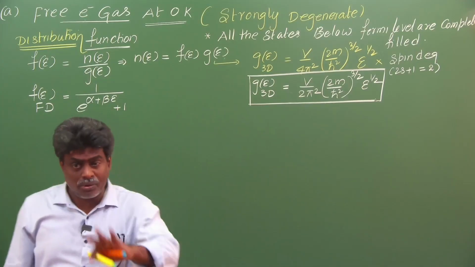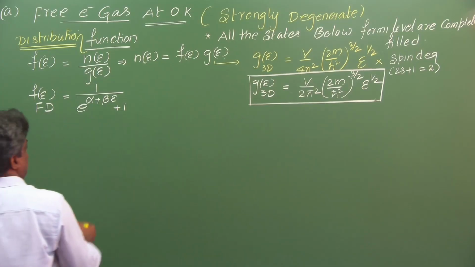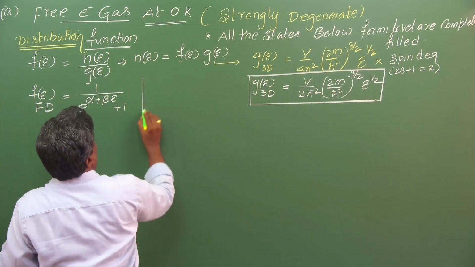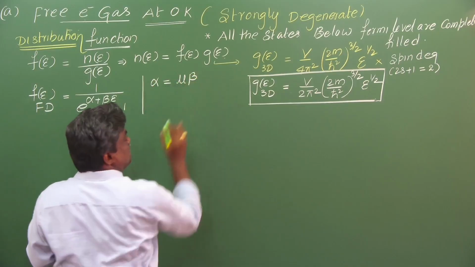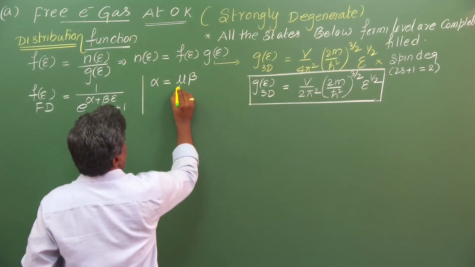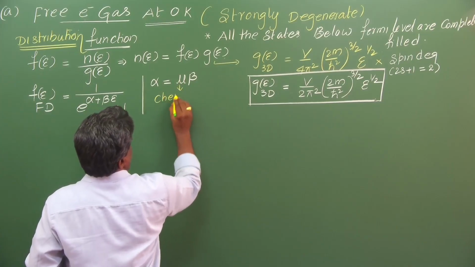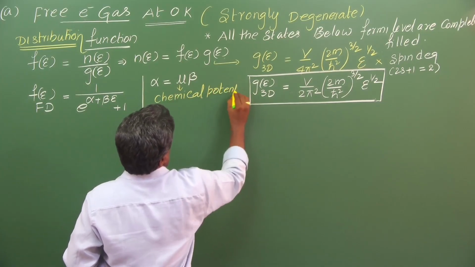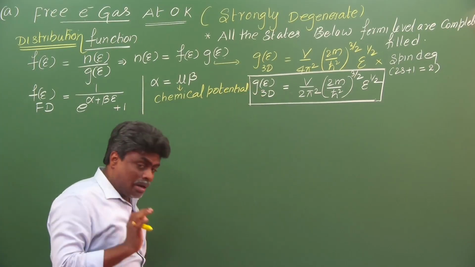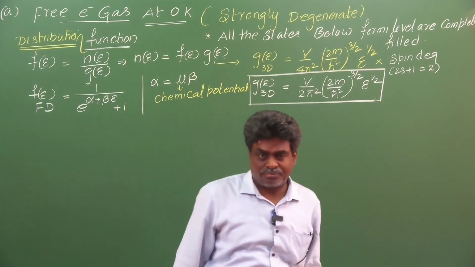Very crucial. I will derive each and everything. Don't get tension. And what is alpha? Alpha is defined as mu beta, where mu is called the chemical potential. Wait. What is meant by chemical potential?